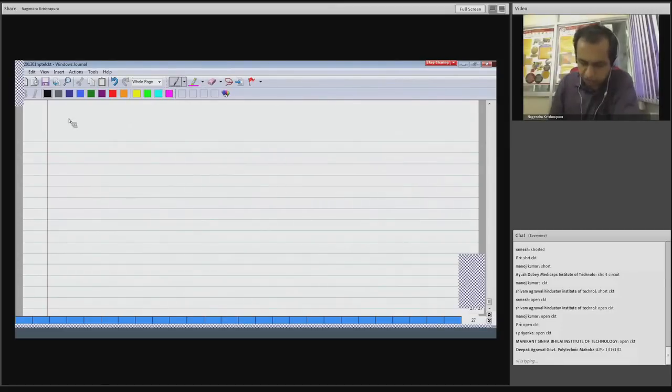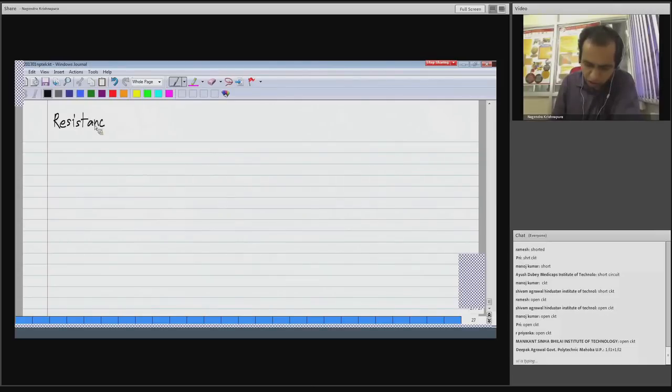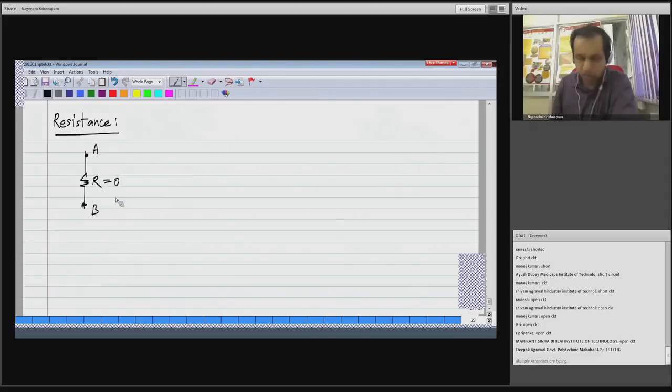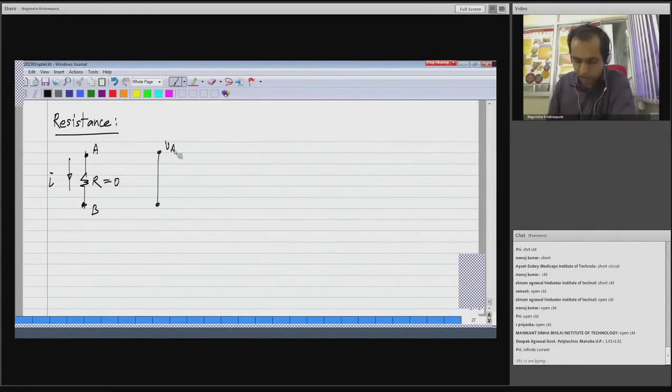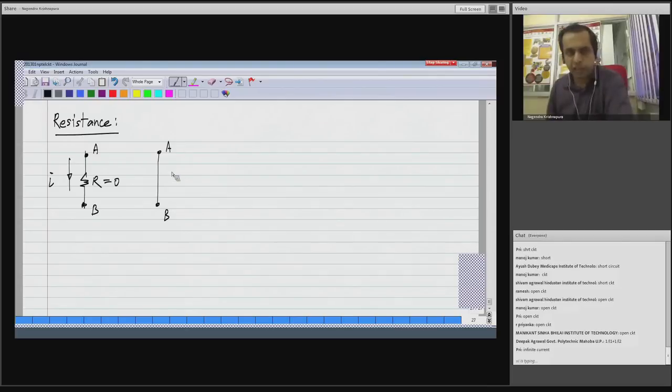And similarly for a resistance R. So let's say R equals 0. Okay. And the voltage drop will be I times R. If R equals 0, the voltage drop will be 0. That means VA will be equal to VB. Okay. And it is equivalent to a short circuit. So resistance of 0 means that it will short the two nodes between which it is connected.